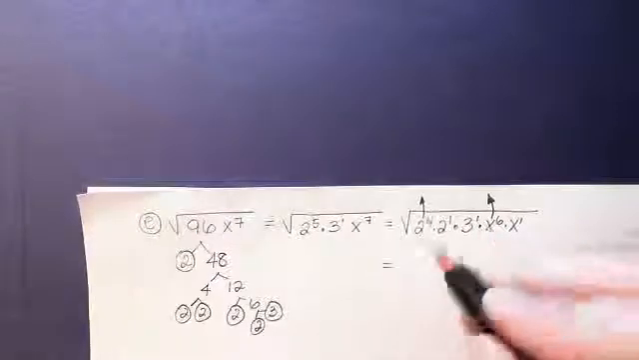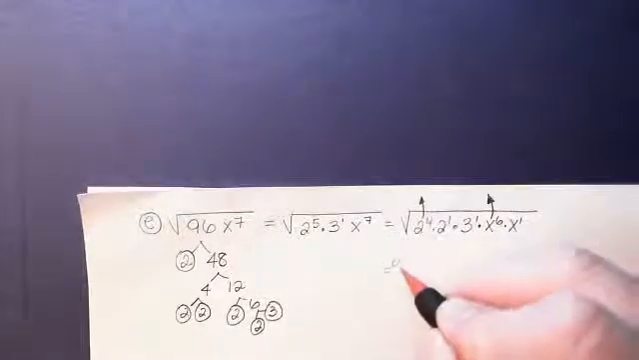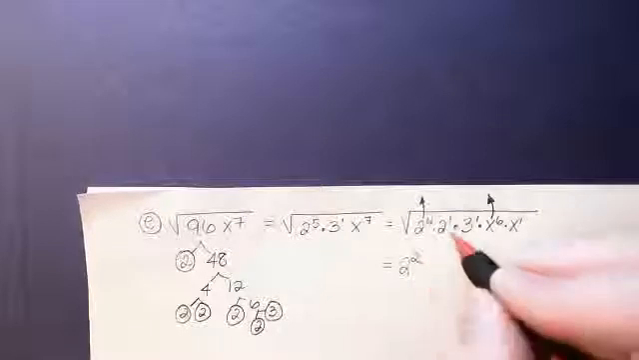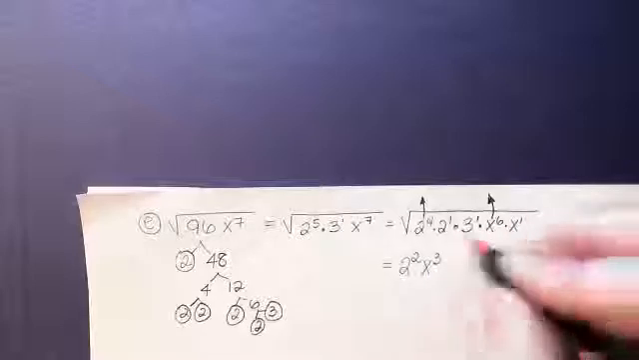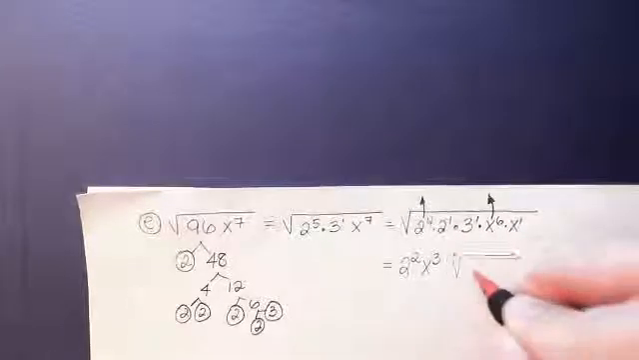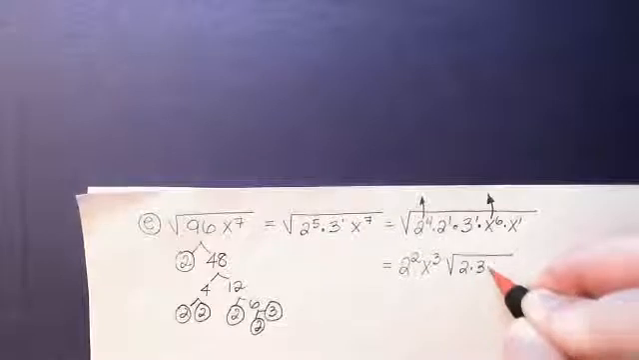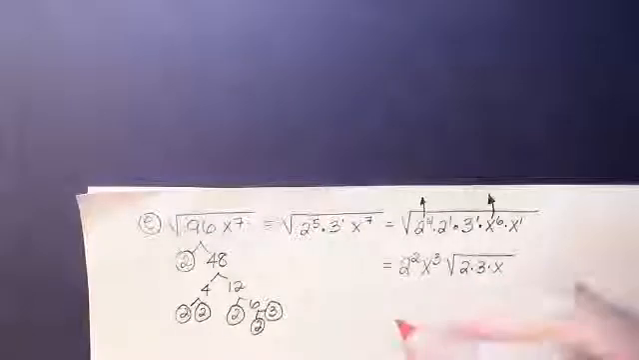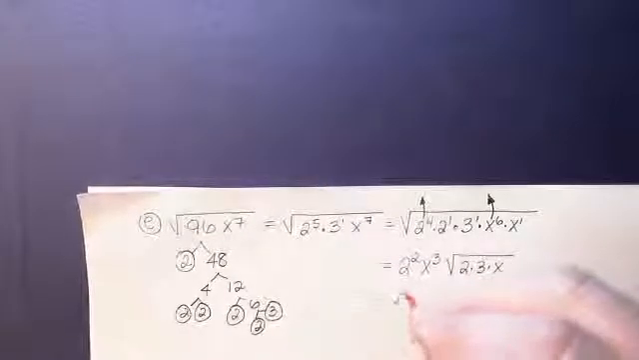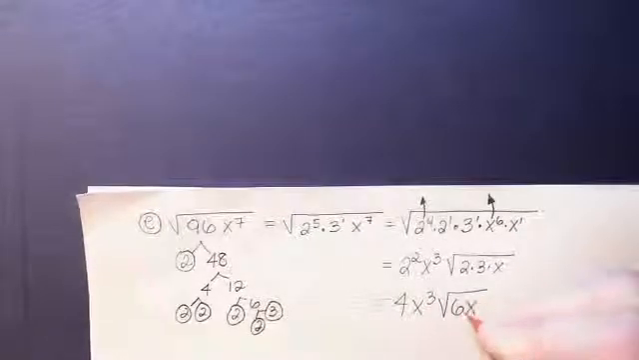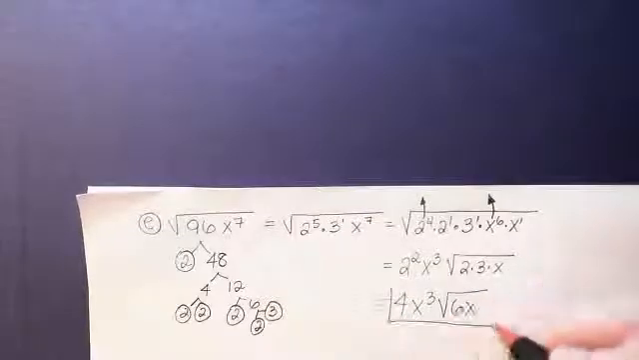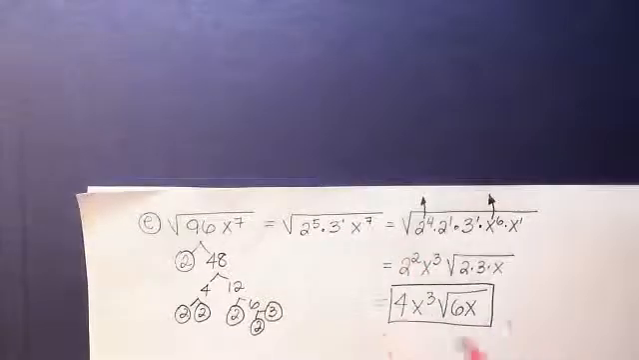So 2 to the 4th comes out as 2 to the 2nd. This guy stays, this guy stays. This guy comes out as x to the 3rd. And what's left inside the radical? The 2, the 3, and the x. And 2 to the 2nd power is 4, x cubed, and inside the radical I have 6x. So this would be my simplest radical form for this particular problem. Okay, alright, now we're going to go on to the next problem.